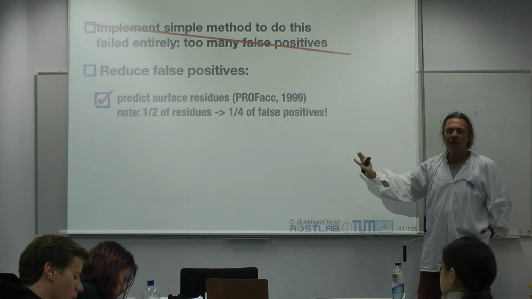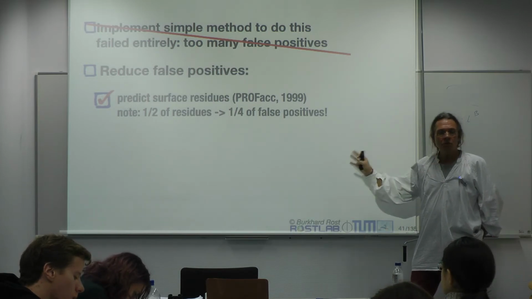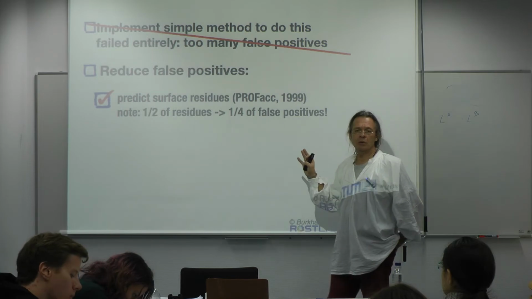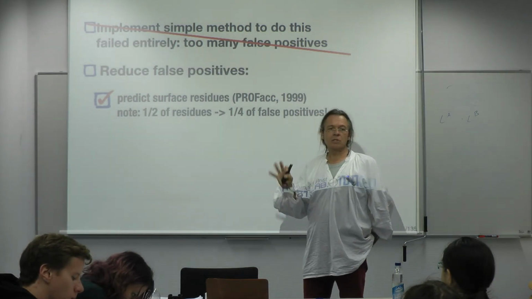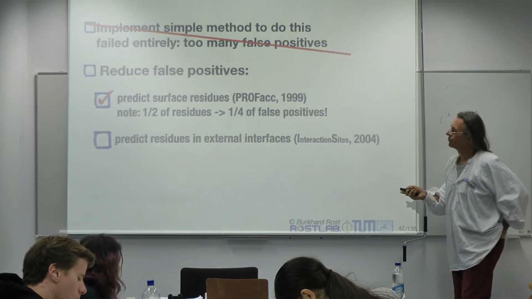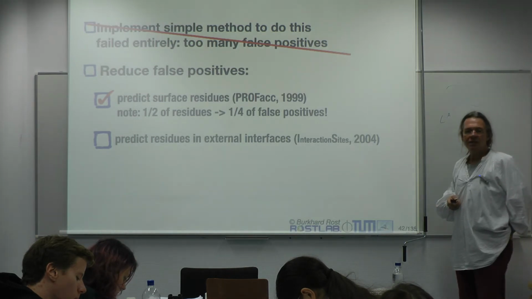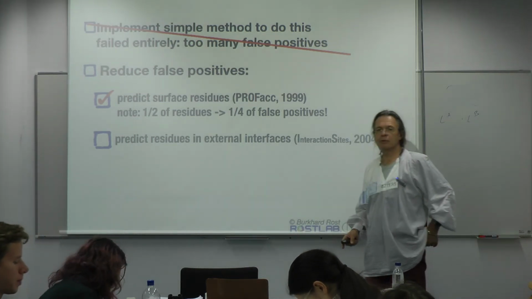Okay, in throwing this out, you make mistakes. In predicting that something's on the surface, you lose some. But most of the ones that you lose or that you throw away, most likely are the true cases. And then you could do sort of the same thing by predicting residues in external interfaces. And this is what we are going to focus on Tuesday.